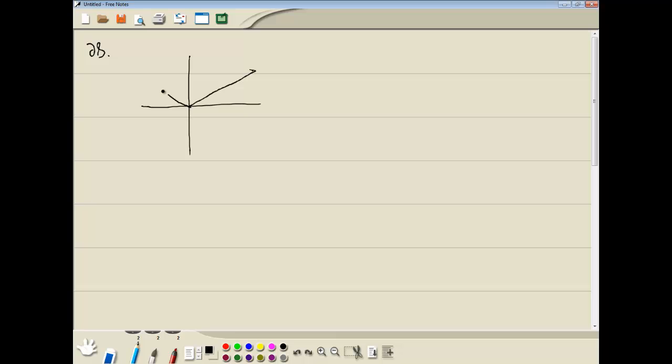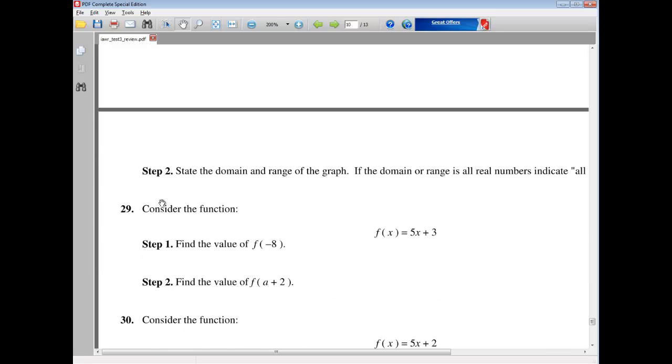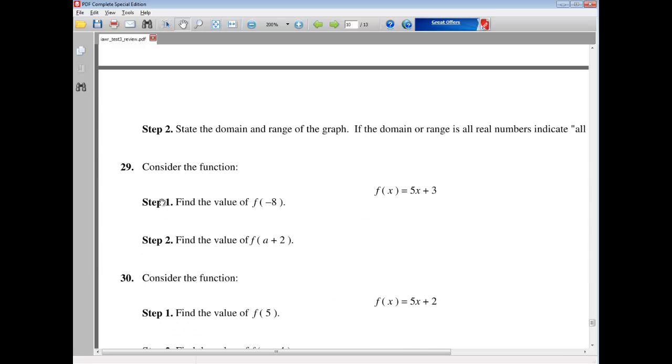Going off like this and going off like this. We draw vertical lines. Draw one here, it's one place. Here's one place. Here's one place. Nowhere can I draw a vertical line that intersects at two or more places, which means this is a function. I'm assuming there are one domain and range. Let's see though. Yeah, step 2, find domain and range.